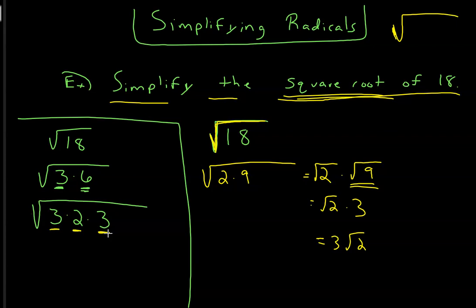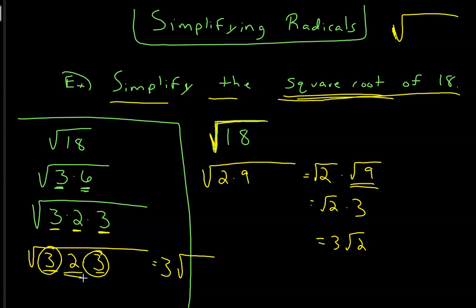Since they're all prime, once you get to this point, what you're looking for are all the numbers that are identical. You look for pairs. So this pair, 3 and 3, that pair comes to be one 3 on the outside. Underneath the radical, the only number that's left should be 2. So we'll get the answer, 3 square root of 2. Same answer we got here, you just added a step, but you'll still get the right answer.